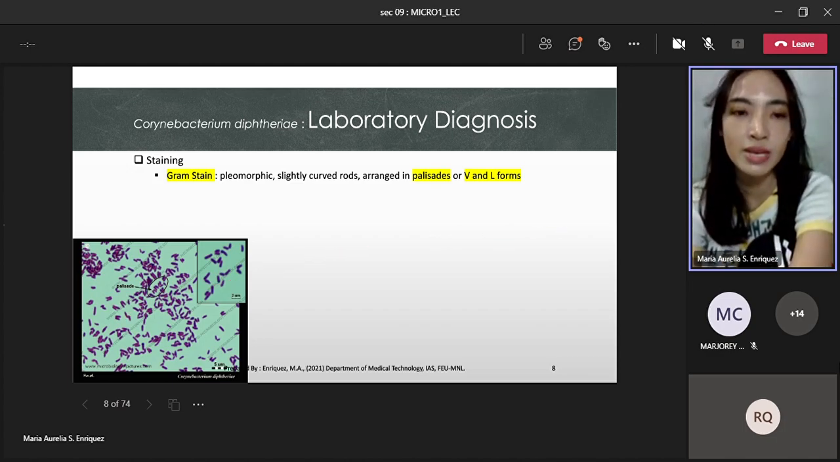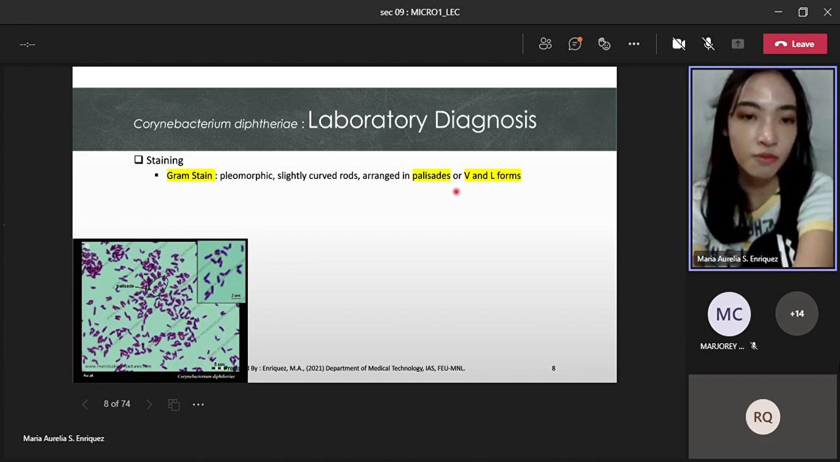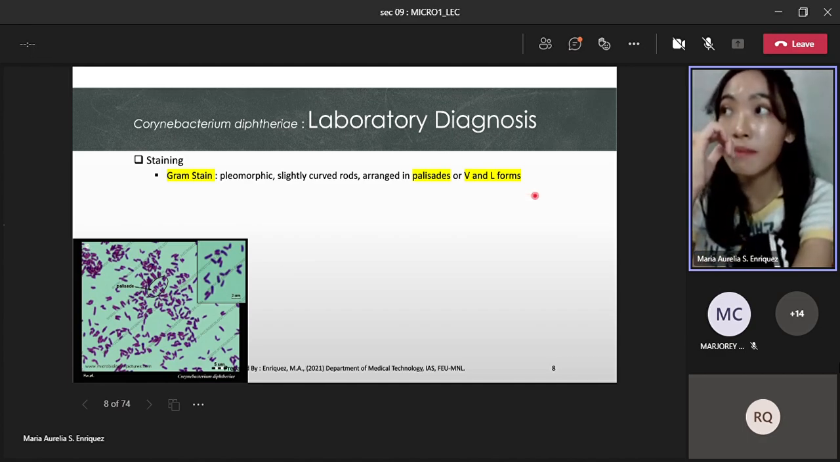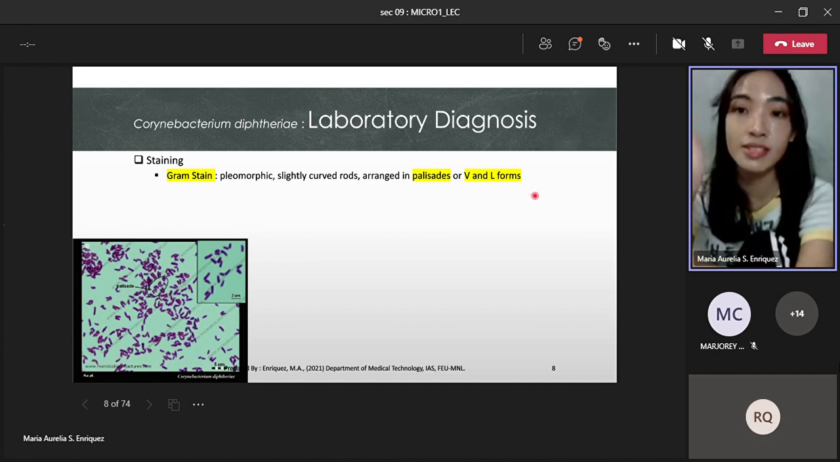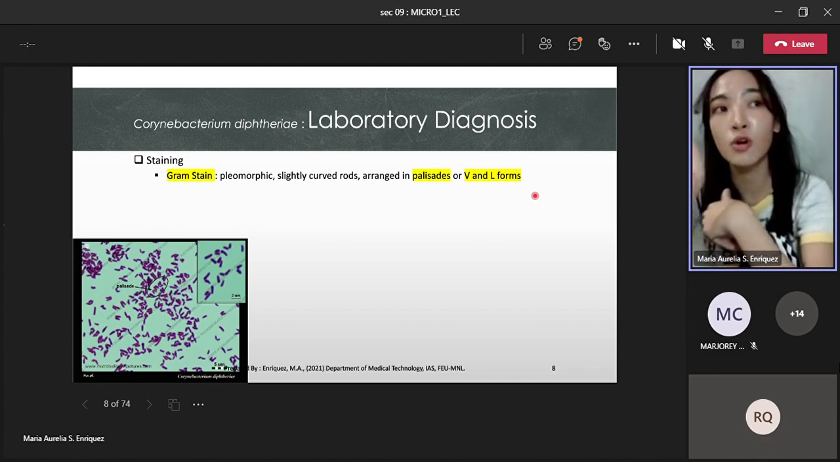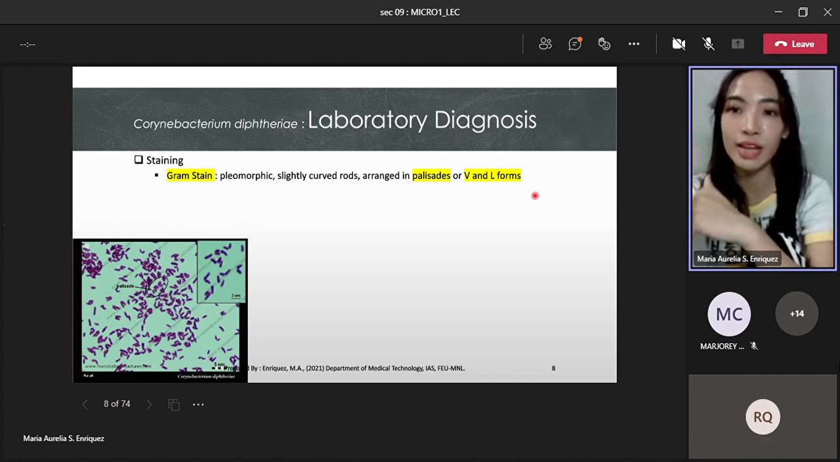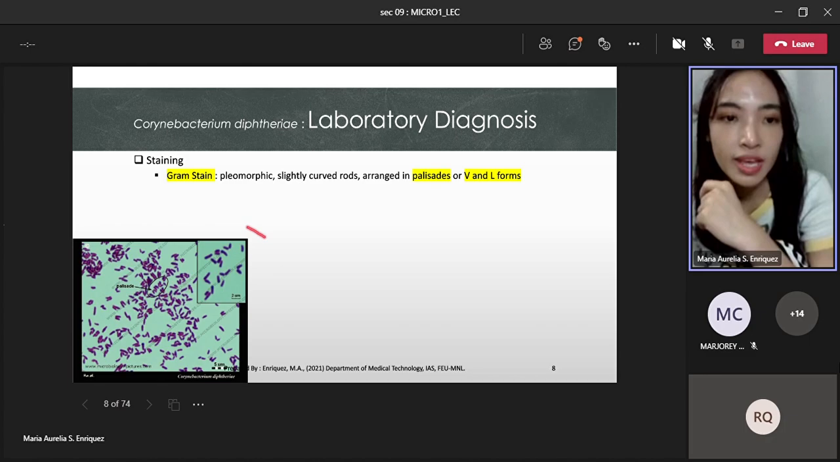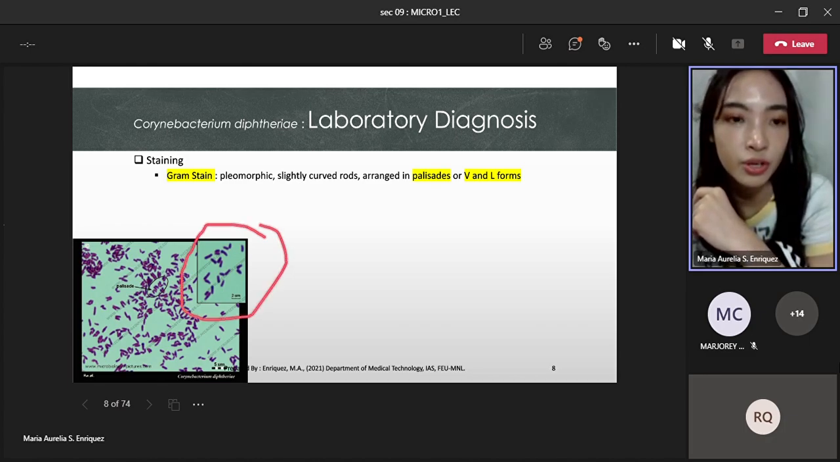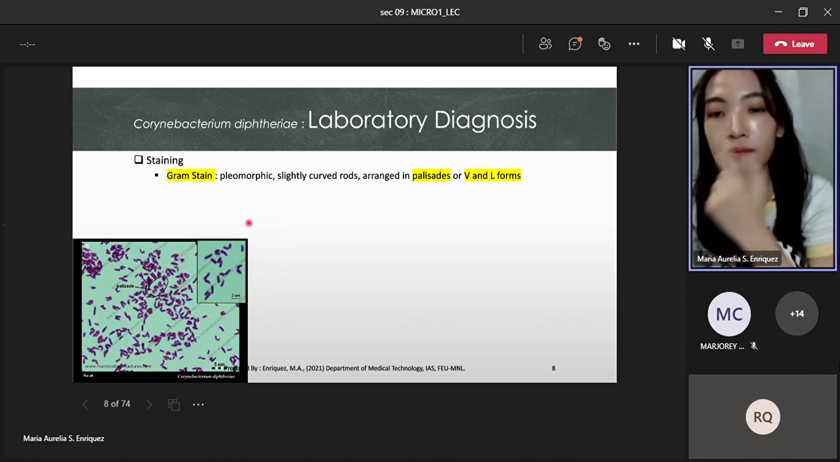Sometimes they may also be seen in V or L formations. So yun po, V or L forms, example, one bacterial cell may be lying close to another bacterial cell at a right angle. So yun po yung tinatawag nila na V or L formation. As we can see right here in this zoomed in portion. So yan po yung example ng mga V or L forms.